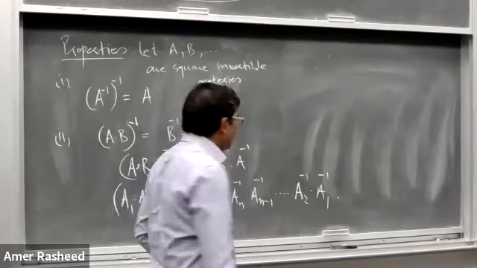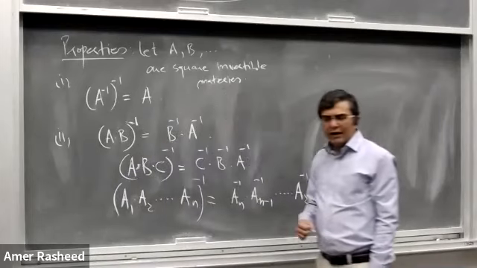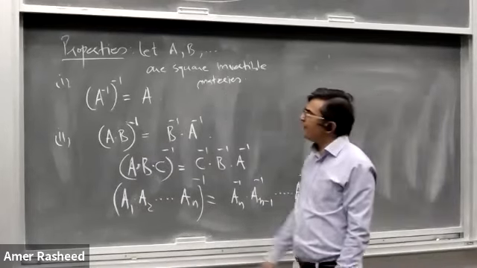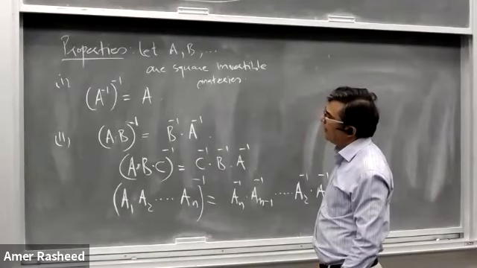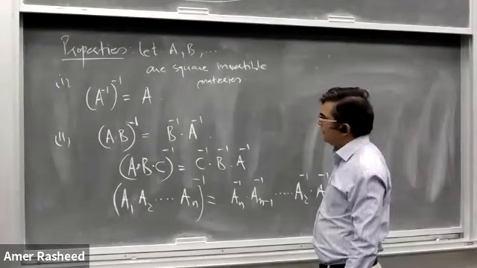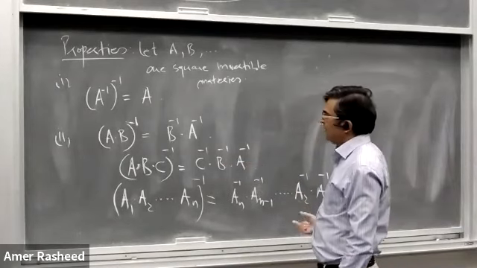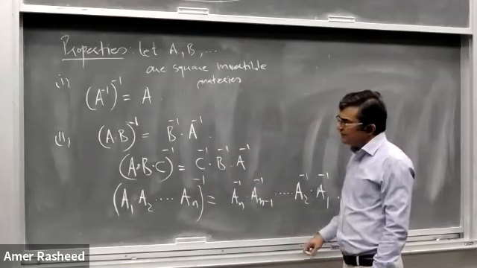These properties are basically listed in the book as well. You can see them from there. (A inverse) whole inverse equals A, (AB) whole inverse equals this, and we can generalize this property for n matrices as well.